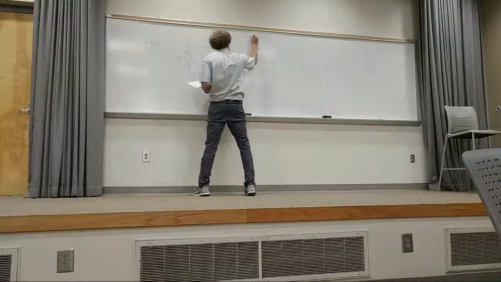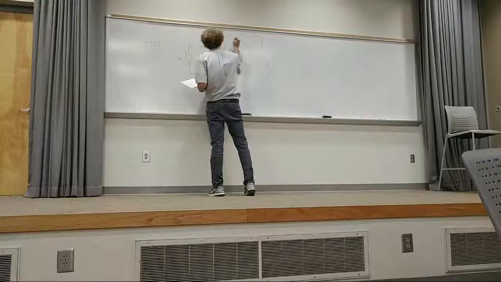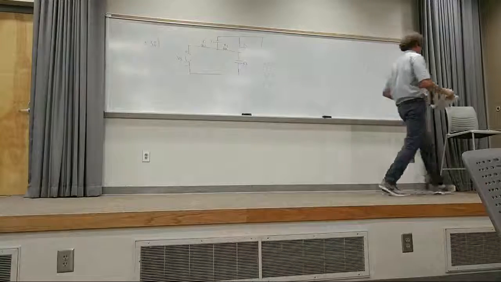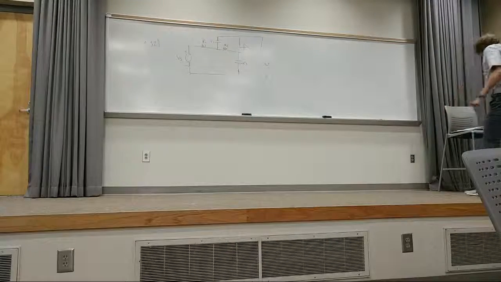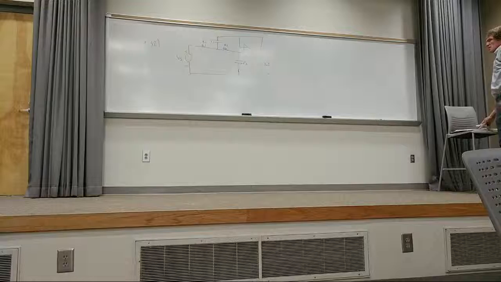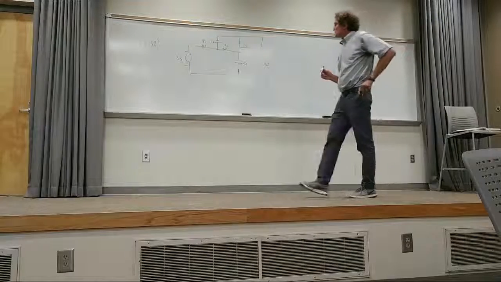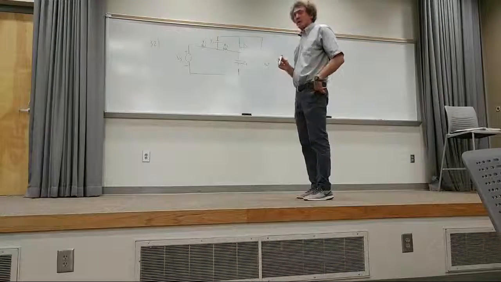This goes right to the output here, and it also ties to the negative terminal there. This is a little trickier. I've got R2, R1, C1, C2, and VS. Now, when you're looking at this problem right here, okay?